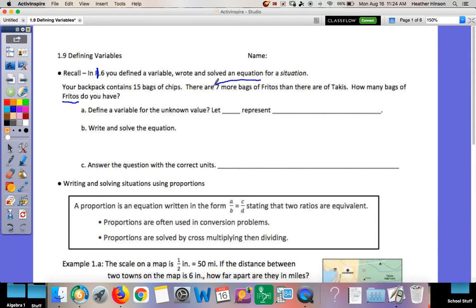We know something about Fritos, though. We know there's 7 more bags of Fritos. What do we not know anything about? So because we know there's 7 more bags of Fritos, that's going to be our Takis plus 7. So there's 7 more bags than there are of Takis. So what do we know nothing about? We know nothing about Takis. That's what we need to solve for. So I'm going to label it T, and that's going to be for my bags of Takis.